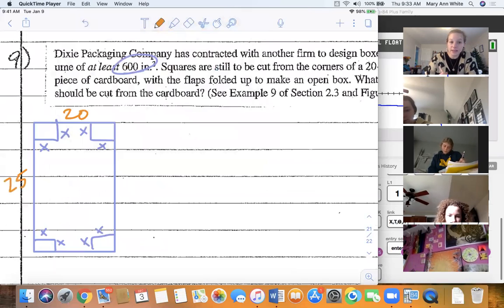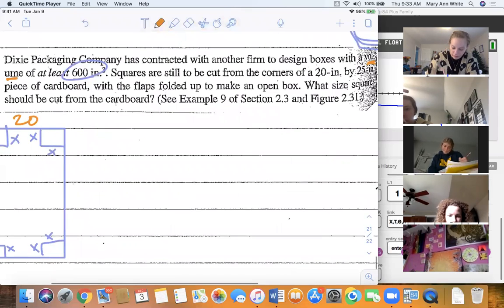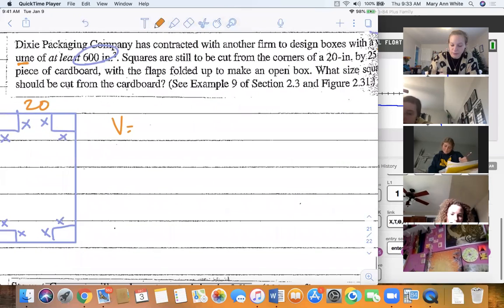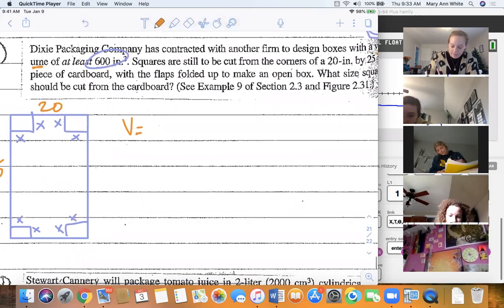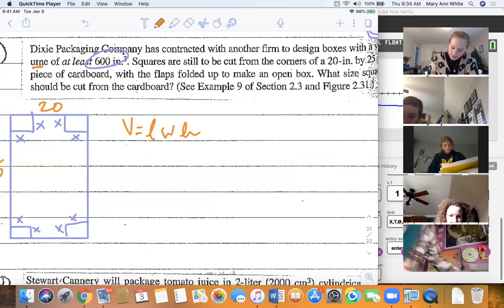And I want us to talk about the window, because that's what usually gets people all messed up. One of the sides is 20 and the other one is 25. And if it says it has a volume, that means I'm going to be dealing with volume. Volume of a rectangular prism, I guess is the best name for this, is length times width times height. And then we know our height is our x because that's what we cut out, and then we're folding it up to be x high.